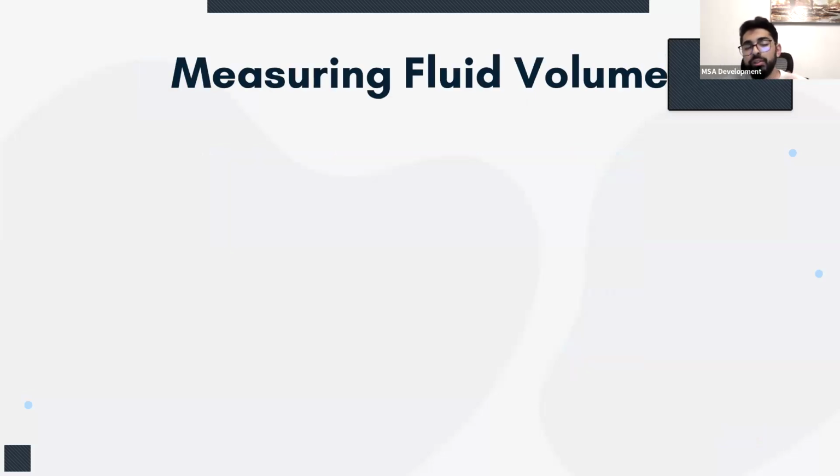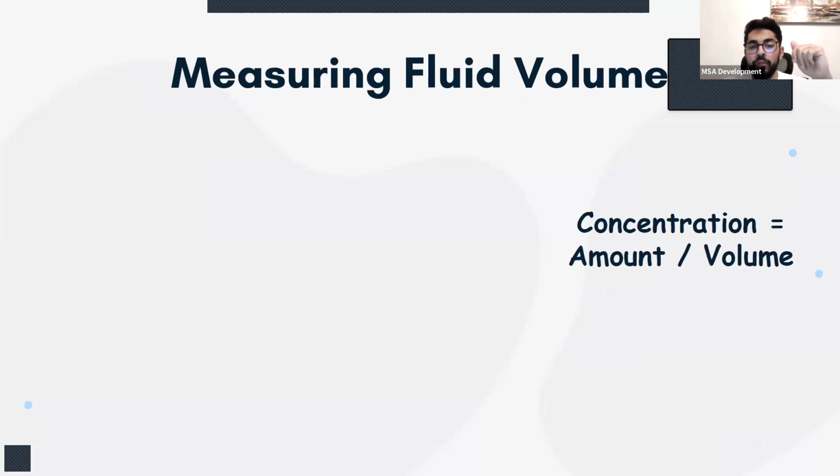Measuring fluid volume. We discussed that total body water distributes into intracellular fluid and extracellular fluid, and then extracellular fluid divides into plasma and interstitial fluid. Now you want to measure the volume of each one of those compartments. Starting off with a simple physics formula that you took in high school: concentration equals amount over volume.